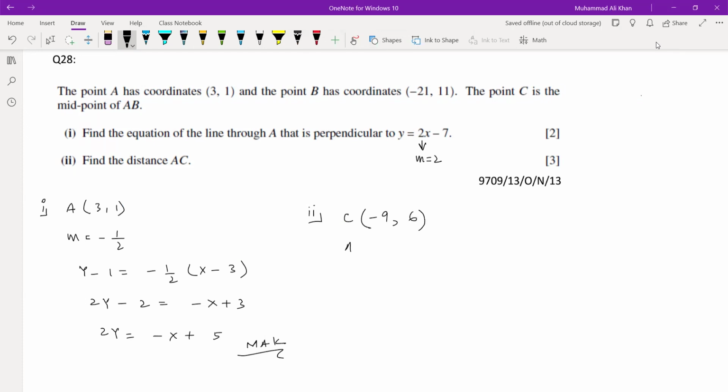C is this, A is this, 3, 1. By using the distance formula, it is the square root of (y2 minus y1) whole squared plus (x2 minus x1) whole squared. So the answer is 13. Are you clear? Any confusion? No.